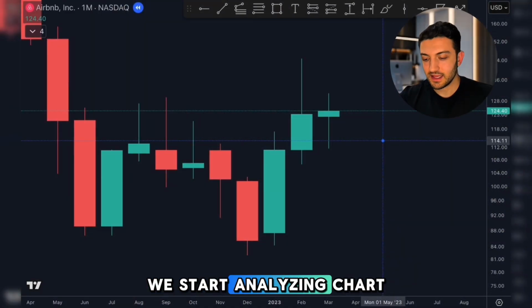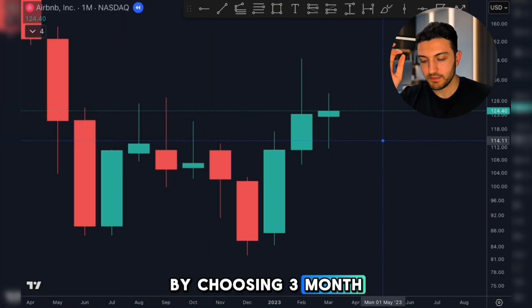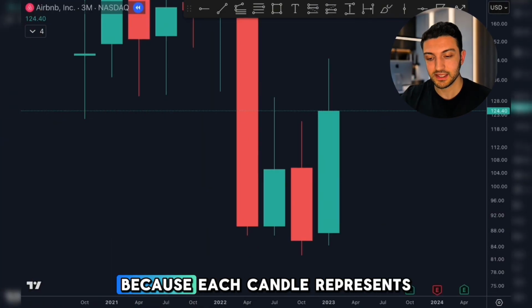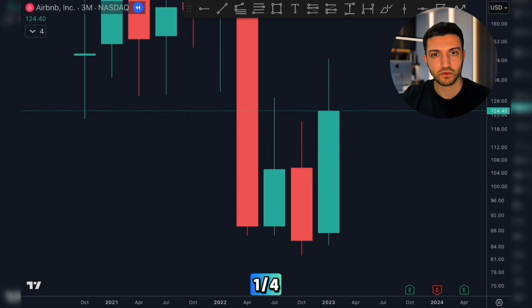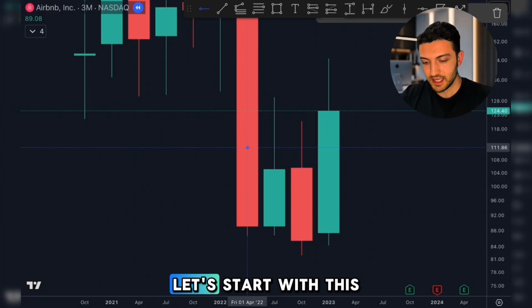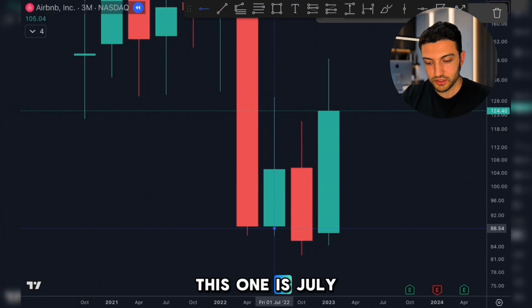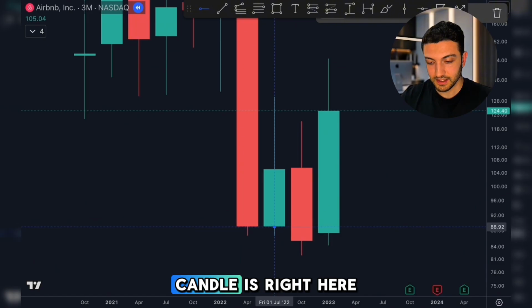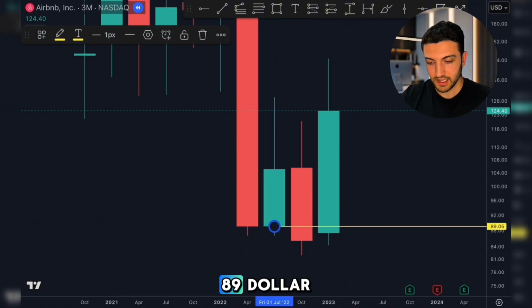So we start analyzing the chart by choosing the 3-month time frame. We start with the 3-month time frame because each candle represents one quarter, so that I can define their opening levels easily. Let's start with this candle. This one is July. Since it is an up candle, the opening level of this candle is right here, $89.